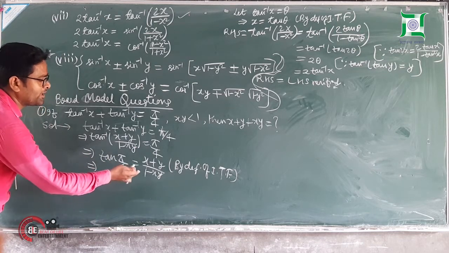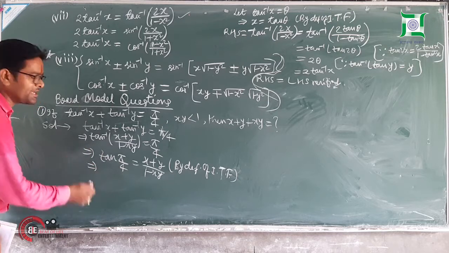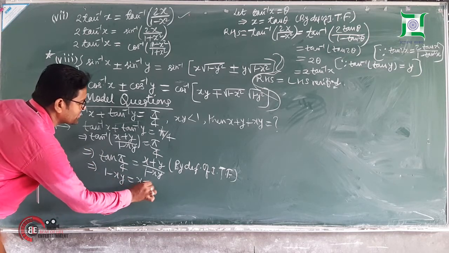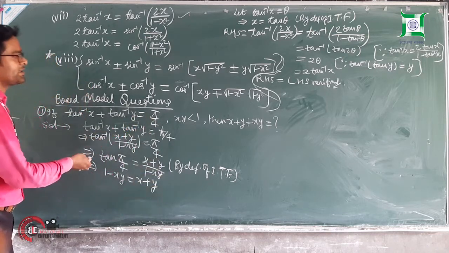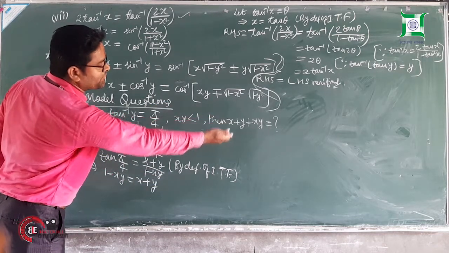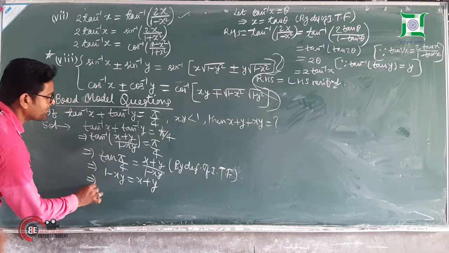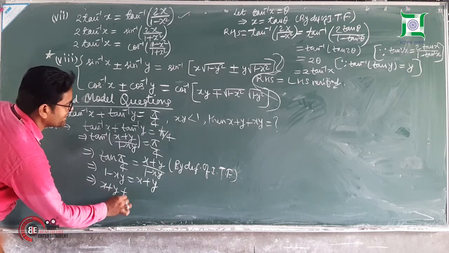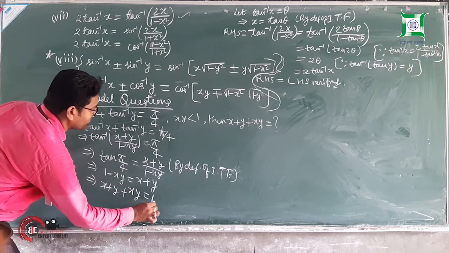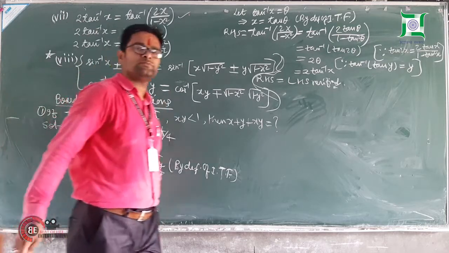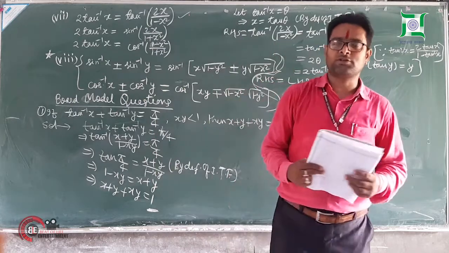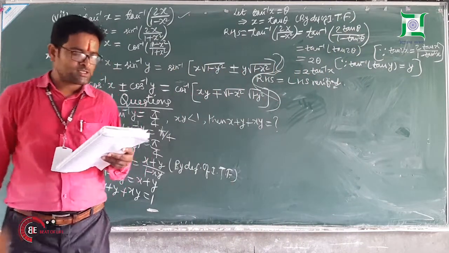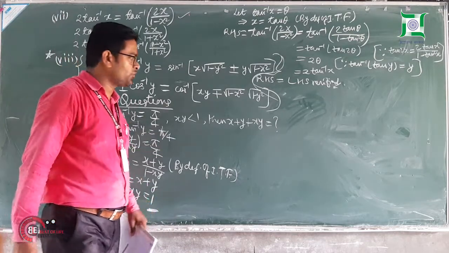So can you write 1 here and 1 minus xy this side? So you can write 1 minus xy is equal to x plus y. You see the proof is there. The value we have to find out will be x plus y plus xy is equal to 1. We have got our result: x plus y plus xy is equal to 1. So this question was asked in the year 2014.